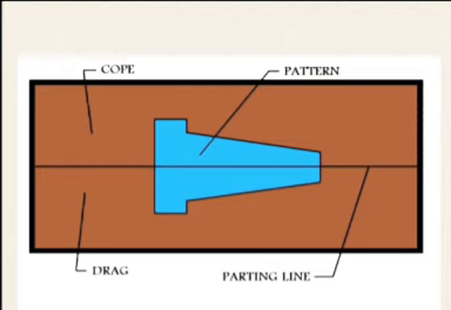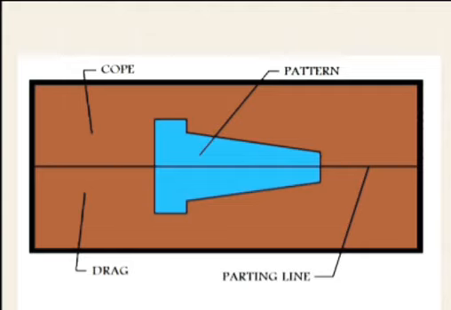The next step is the pattern. A pattern is mostly a replica of the casting which is required. It is similar in shape and size to the final product, but not exactly, as some allowance is there. Patterns are usually made of good quality wood. However, if a very large quantity of castings is required, then metal patterns may be used. Usually they are made of aluminum or magnesium alloy.